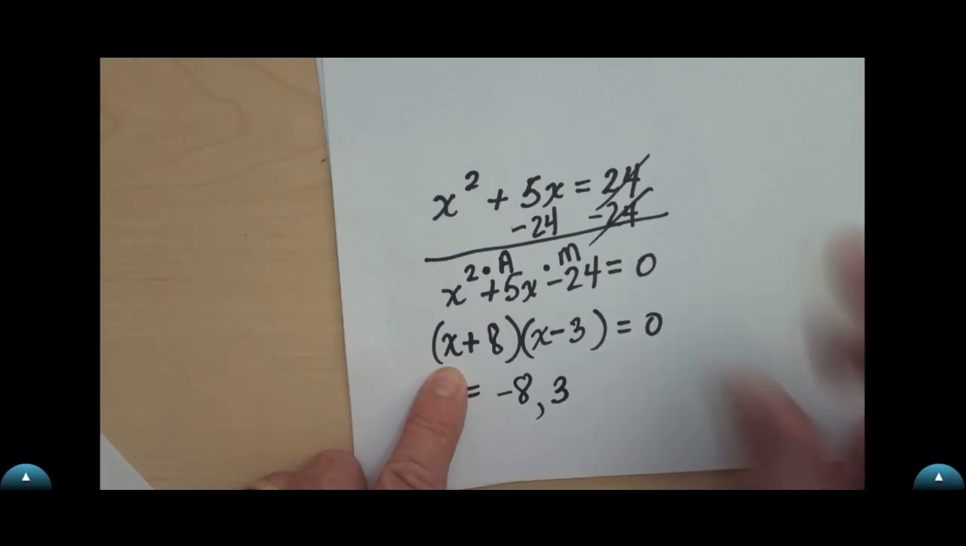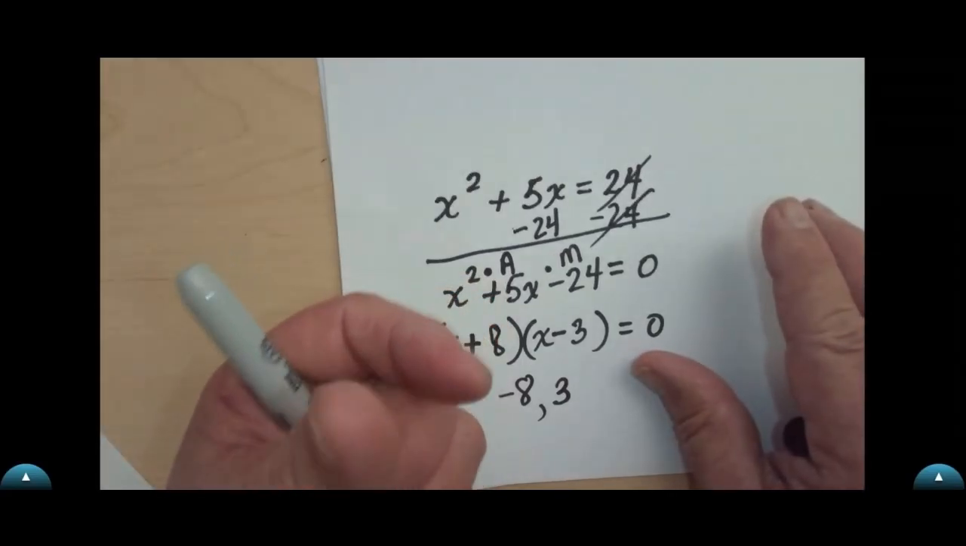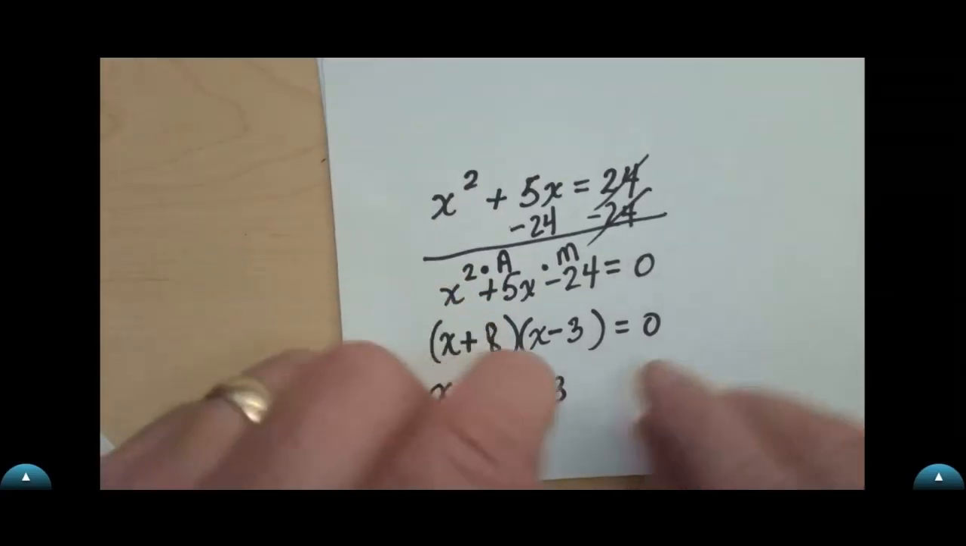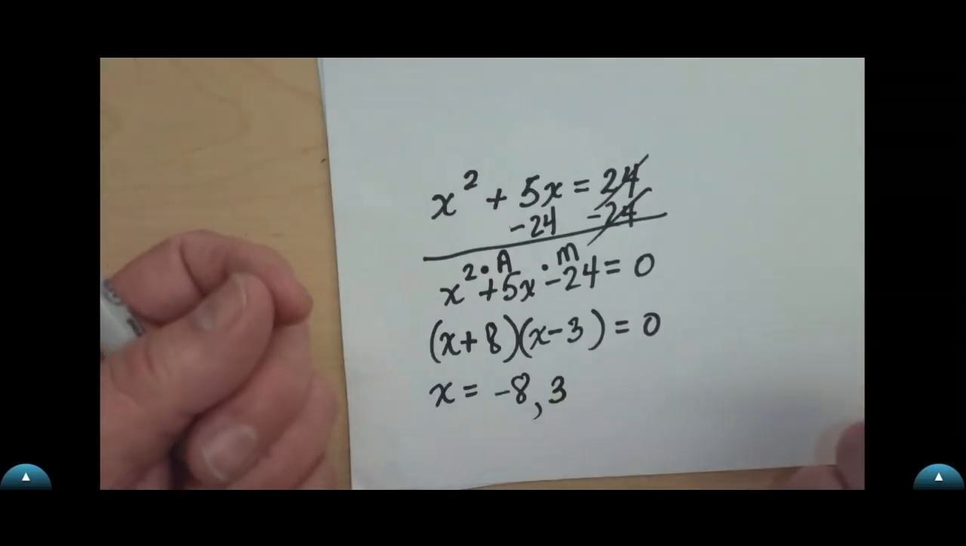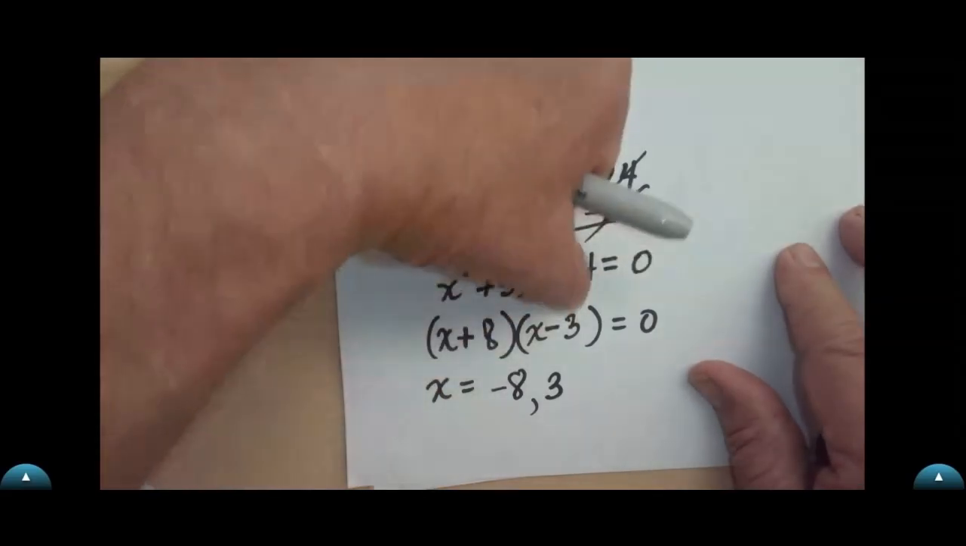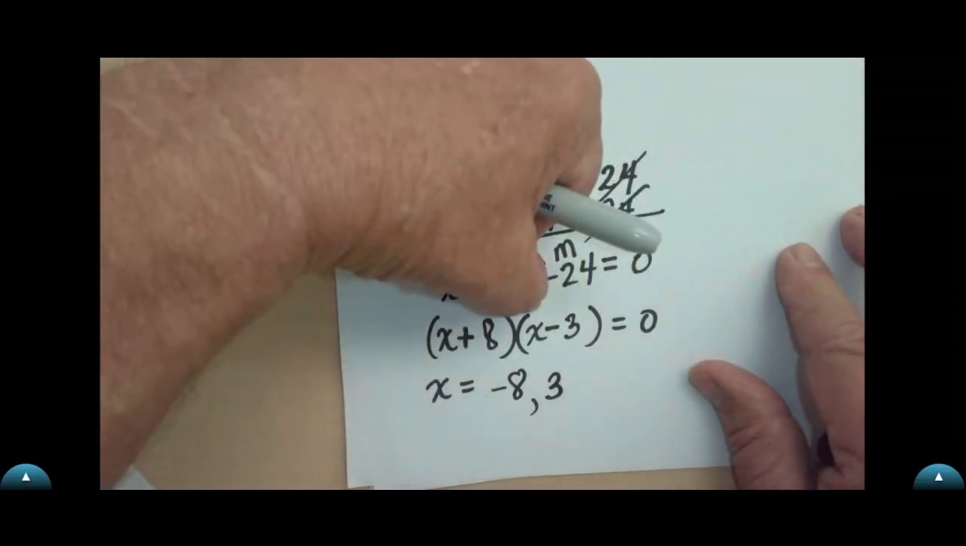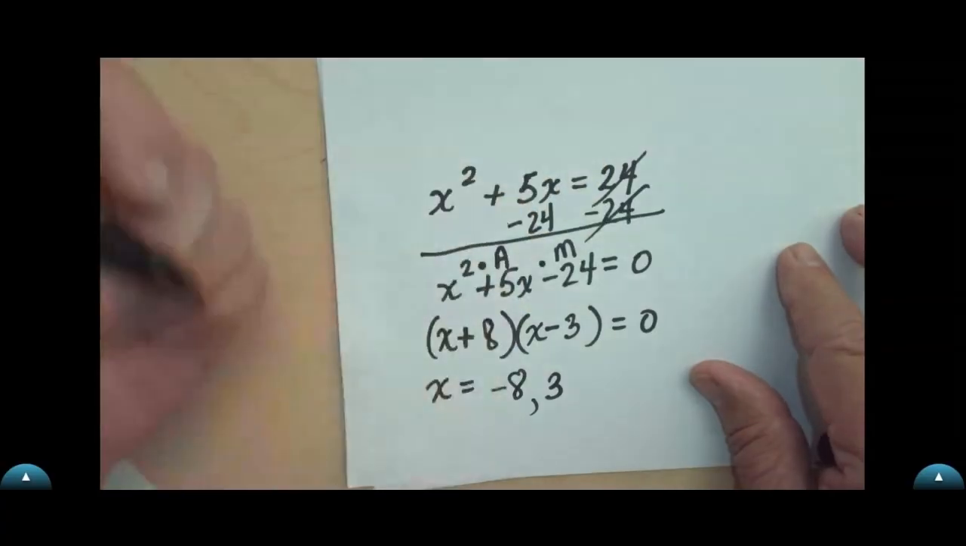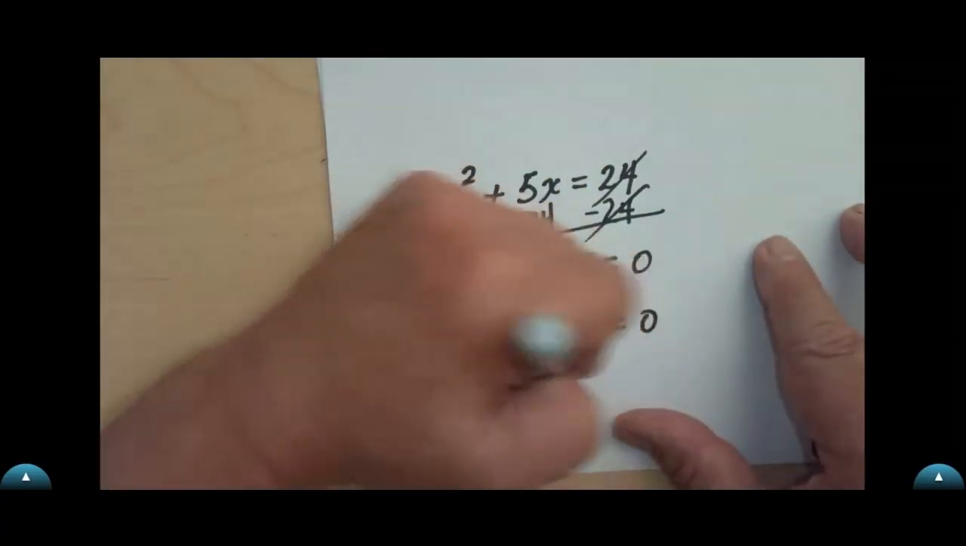Because remember, our rule says that if you add two numbers together and get 0, that's only going to happen if they're the same number but with opposite signs. So if this is positive 8, I need to plug negative 8 in to make it 0. And this is negative 3, so I need to plug positive 3 in to make it 0. Everybody see that? And so these are our solutions.